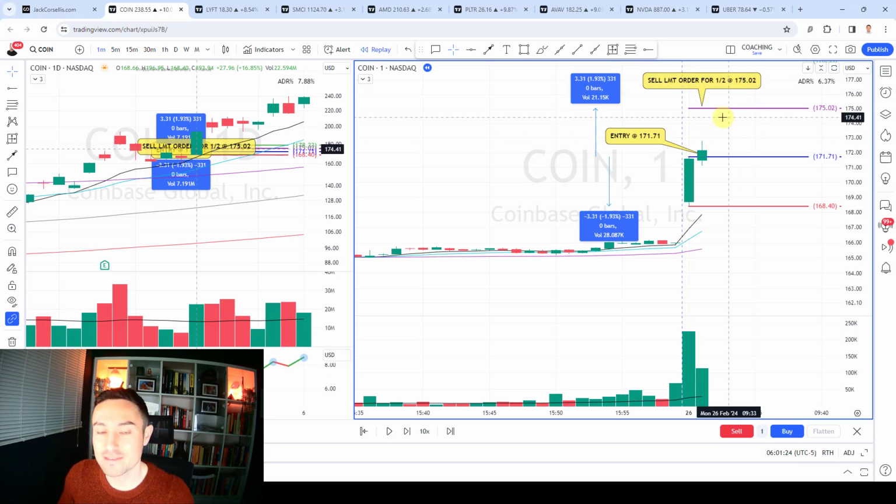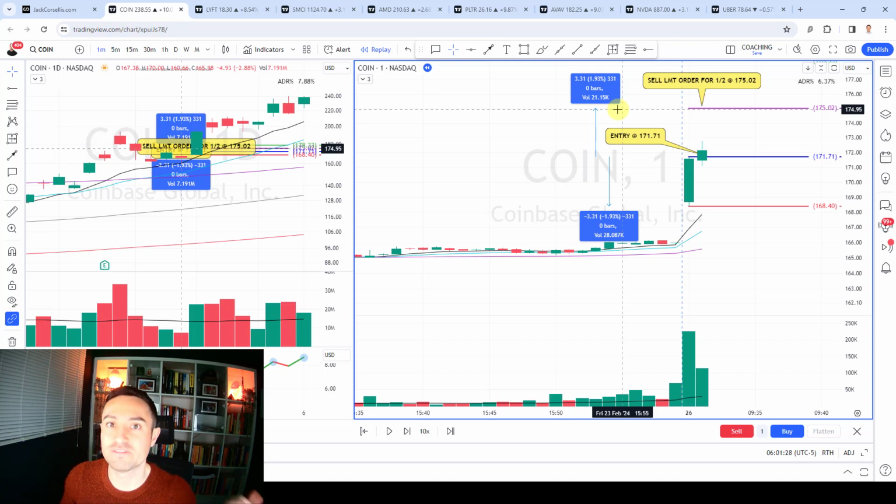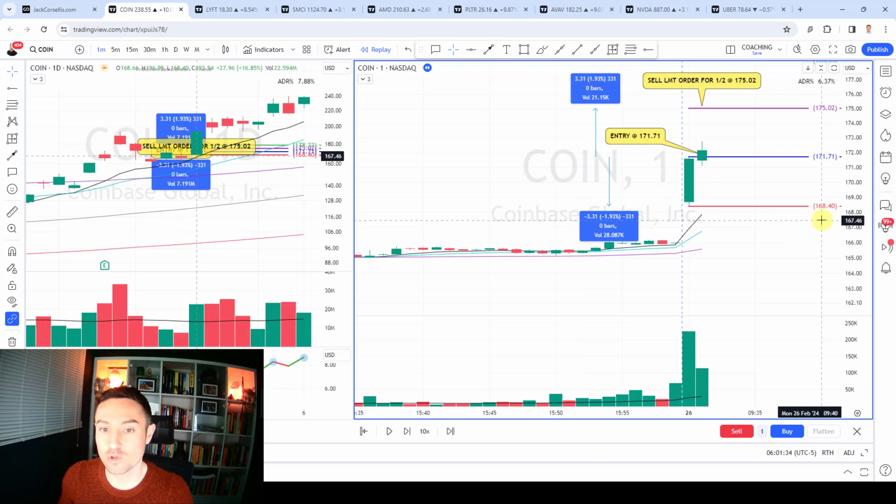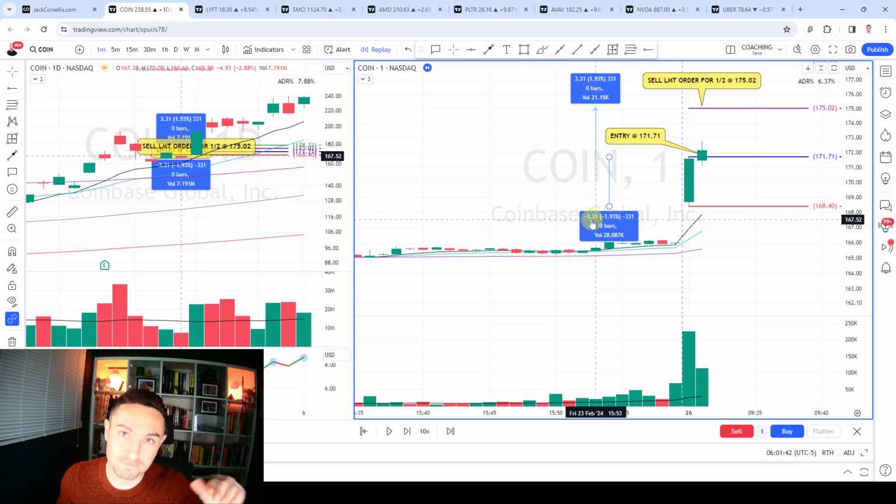If we were to then sell half of our position at this level, that means on half of the position we've just locked in a gain of $3.31. We still have half of our position that we didn't sell, with a stop at 168.40 on the low of the day. Maybe you want to go a penny off the low of the day, which would be $3.31. So the profit cancels out the risk.